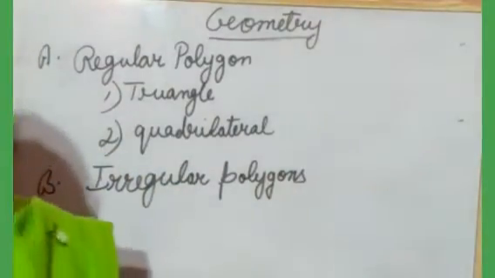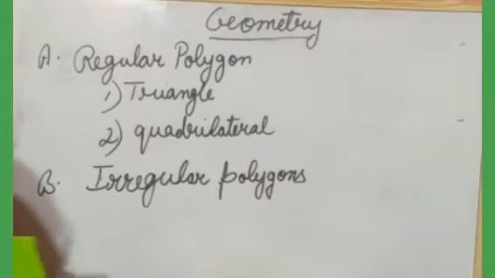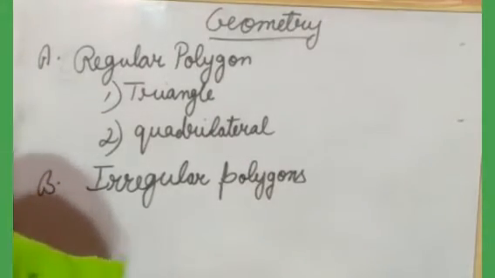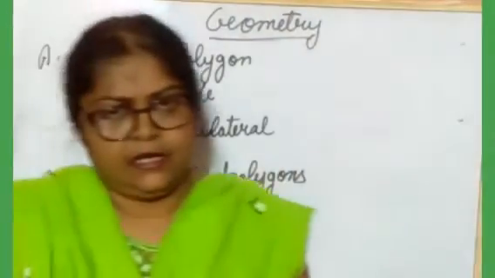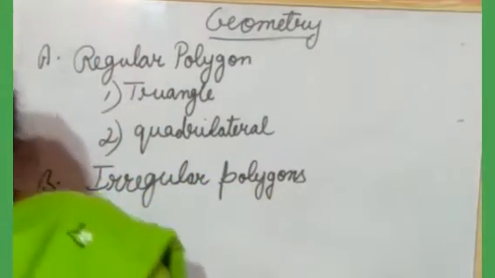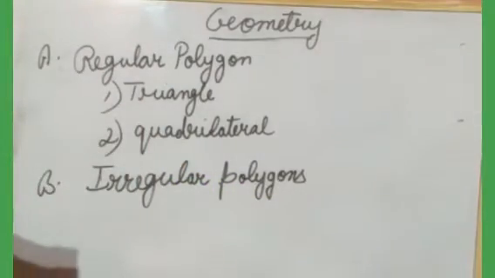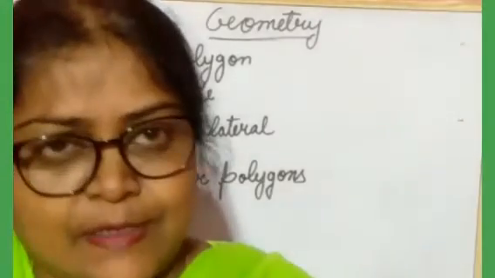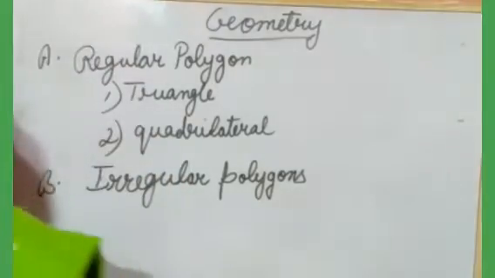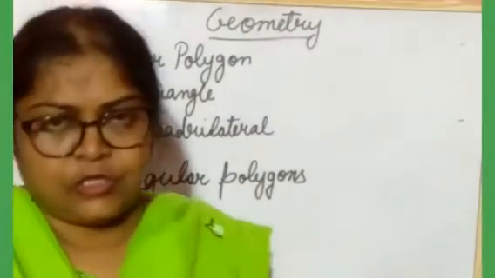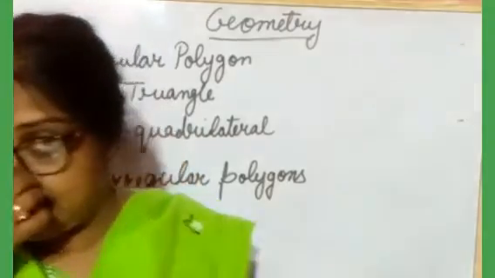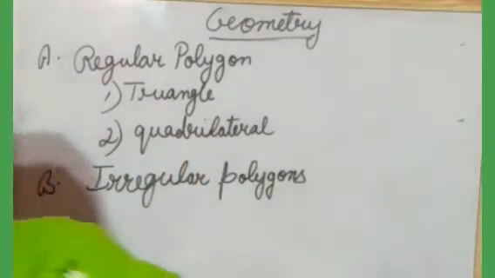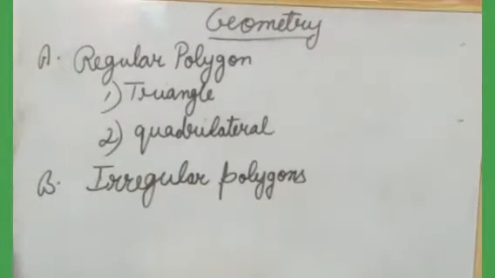What is the polygon that you have completed? A polygon is a plane figure. Yes, you have learned about polygon. A polygon is a plane figure made up of three or more line segments. Straight lines, no? Three or more straight lines. What is a polygon? A polygon is a plane figure or closed figure, you can say. It is made up of three or more straight line segments.